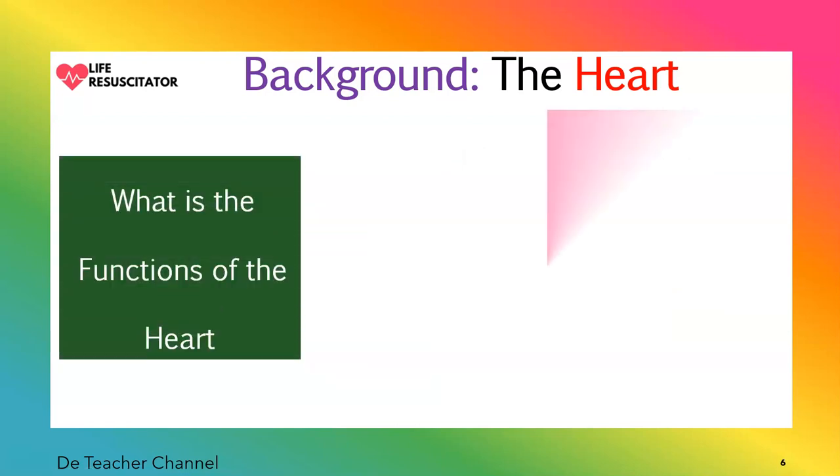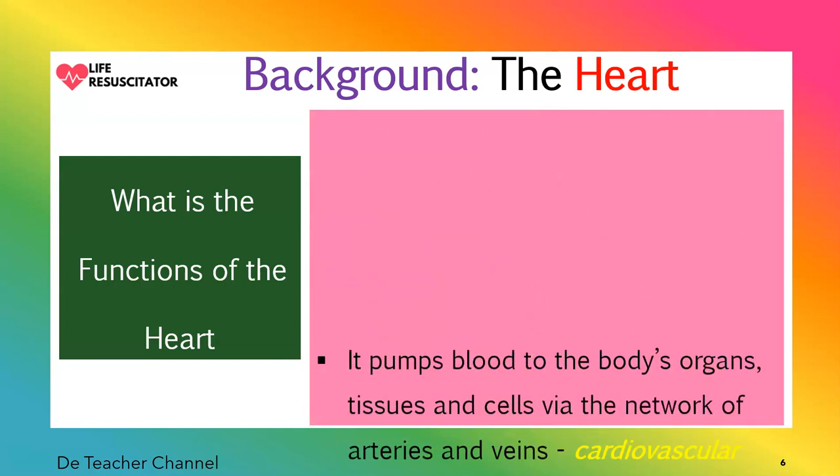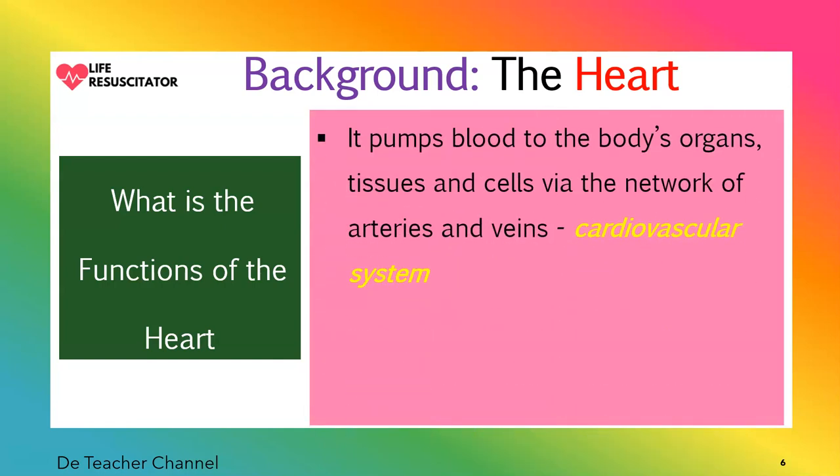What are the functions of the heart? It pumps blood to the body's organs, tissues, and cells via the network of arteries and veins, and we call that the cardiovascular system. So the cardiovascular system is the network of arteries and veins. The primary function of the heart is to pump blood to the body's organs, tissues, and cells.